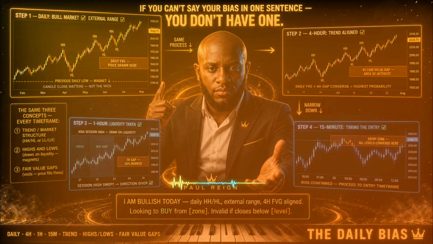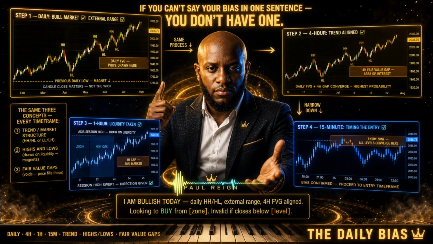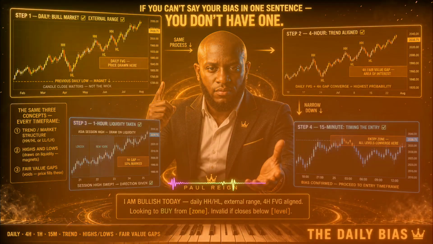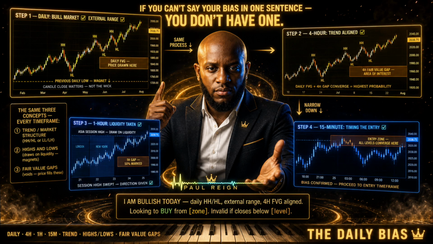1 hour, session indicator: Asia, London, New York. Session higher low, sweep direction given the draw. 1 hour gap, 50% is the level, wait for all of it. Price stops at 50%, rejects precisely, a stronger signal.